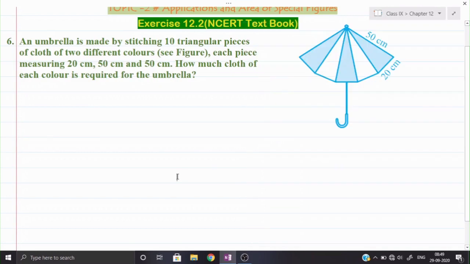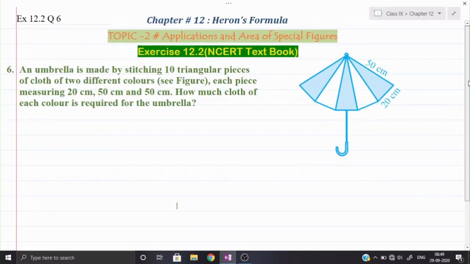So here in this question we have given that an umbrella is made by stitching 10 triangular pieces. You are seeing one umbrella in the question. There is a figure given to us, and each piece measures 20 centimeter, 50 centimeter, and again 50 centimeter. How much cloth of each color is required for the umbrella?